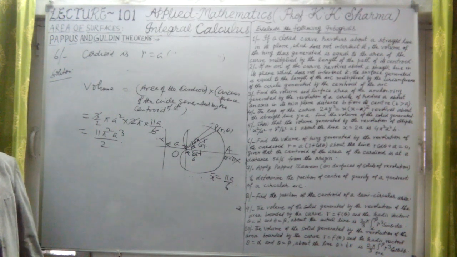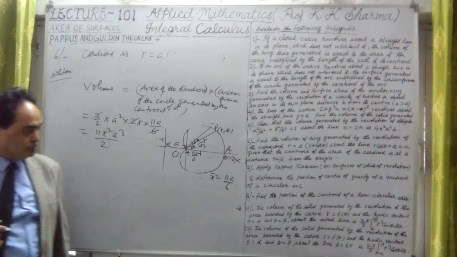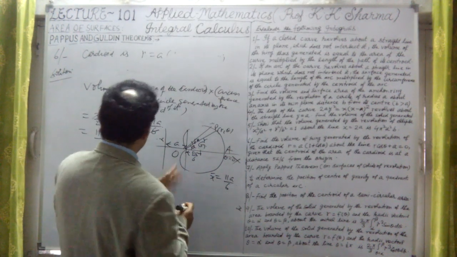That is question number 6 that we have done. The answer is the same answer we have obtained, 11 pi square a cube upon 2. I was just checking the answer here. This is the same answer.